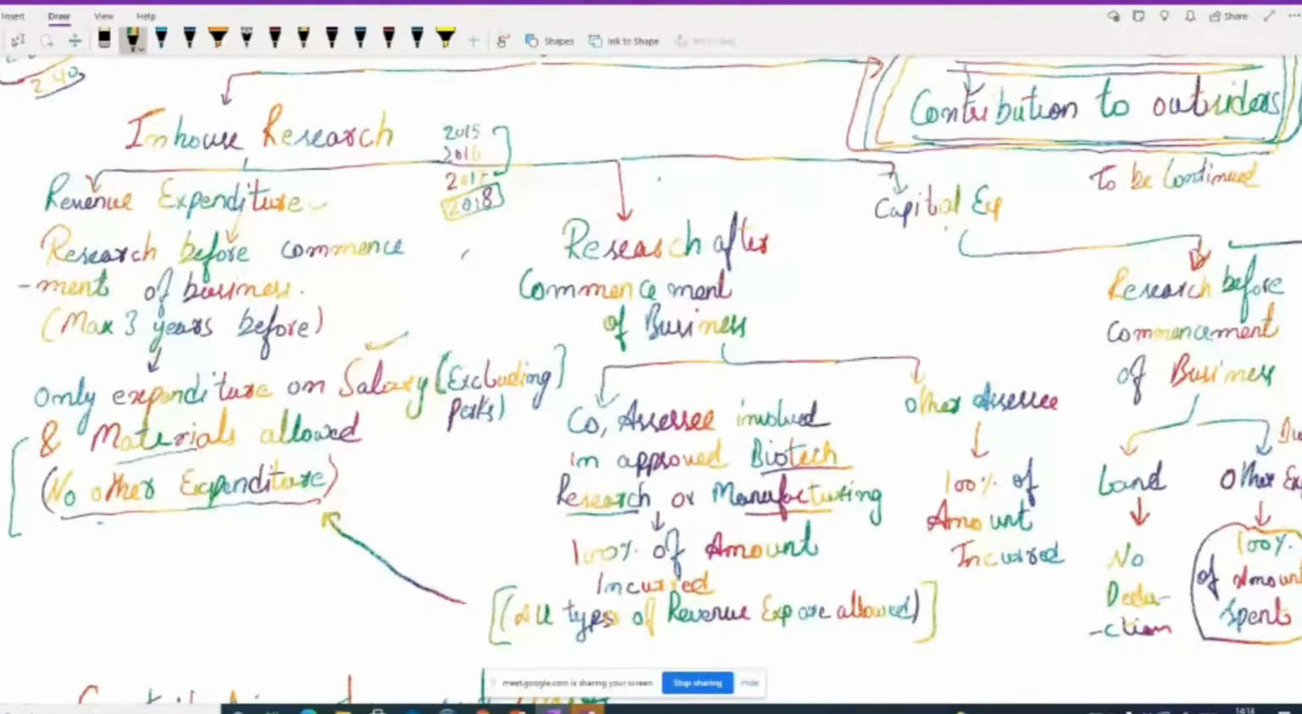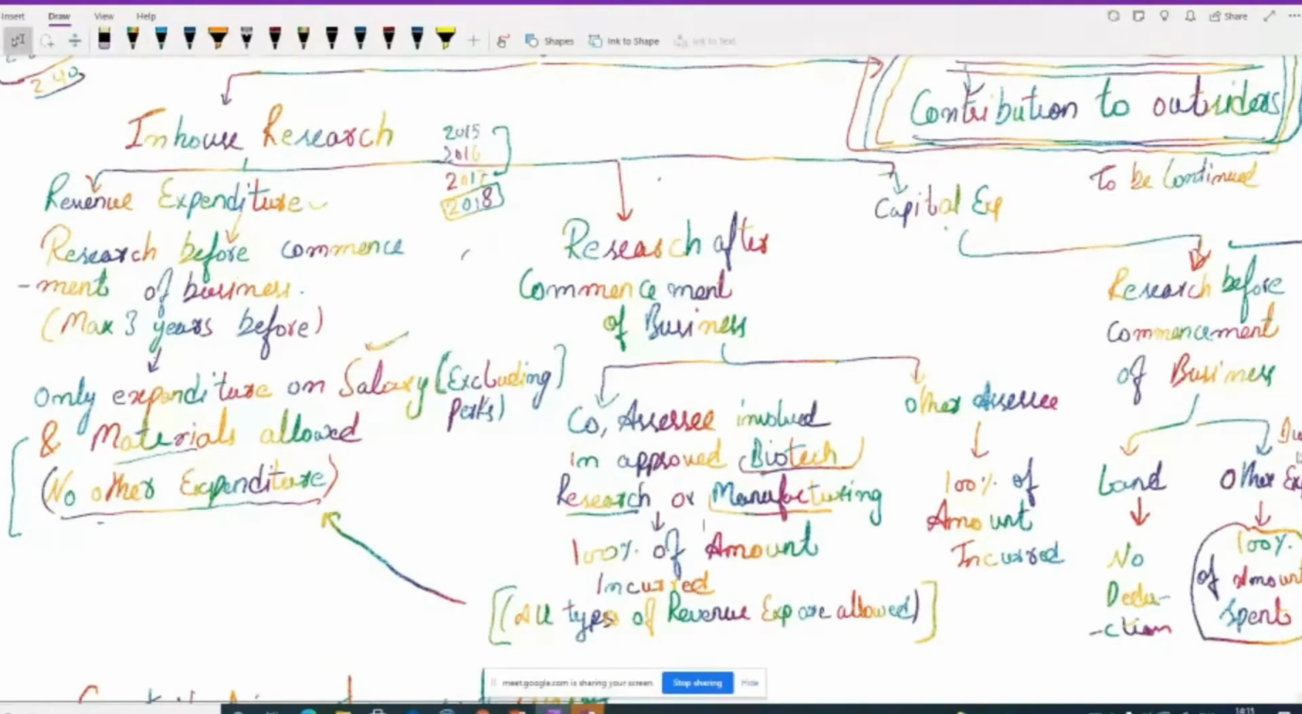All types of revenue expenditure are allowed, but subject to the condition that the business of SEC must be of biotech research or manufacturing. After the commencement of business, 100% revenue expenditure is allowed. There is no limit like salary or material. Every revenue expenditure is allowed, but the condition is that SEC must engage in the business of biotech research or manufacturing.